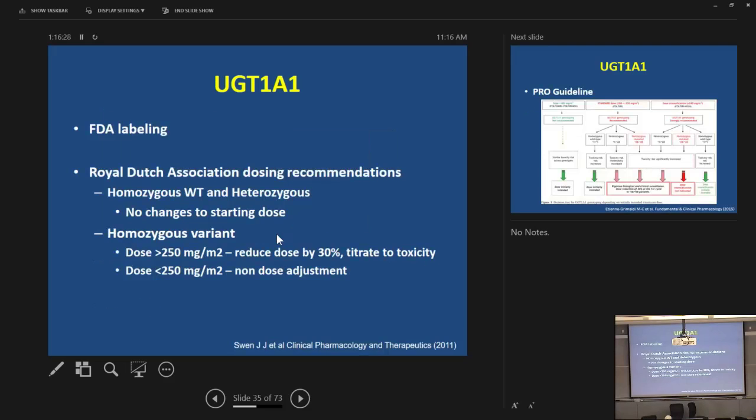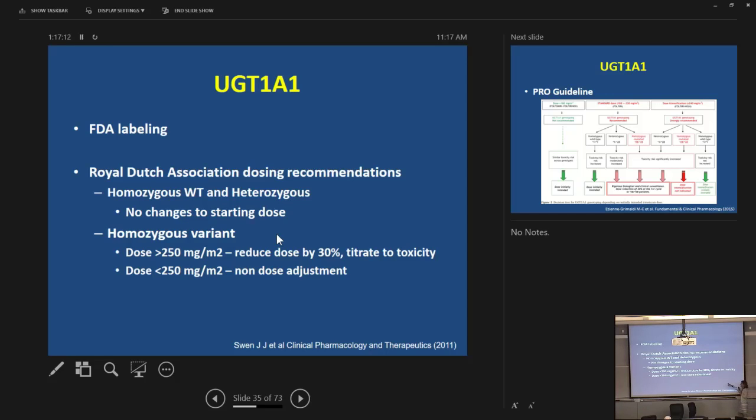All right, FDA labeling. Did somebody pull up irinotecan? Go ahead and pull up irinotecan. What do you think it's going to say? The same thing as all the others, right? No clear guidance on what to do. So we have a couple of different guidelines here. So this Royal Dutch Association Working Group guideline looked at patients and determined if they're homozygous wild type or heterozygous, there really should be no changes to the dosing of irinotecan. But if you're homozygous variant, depending on the dose that we use, we may make dose reductions.